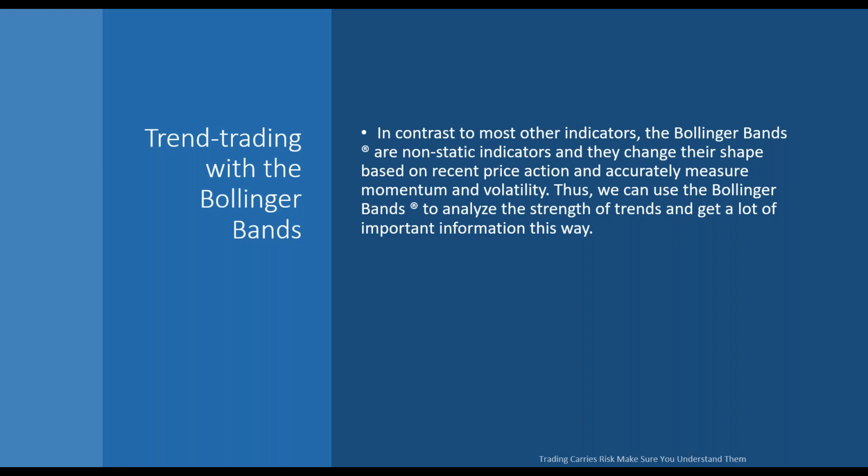Now, in contrast to other indicators, the Bollinger Bands are non-static indicators, and they change their shape based on recent price action and accurately measure momentum and volatility. Thus, we can use Bollinger Bands to analyze the strength of trends and get a lot of important information.